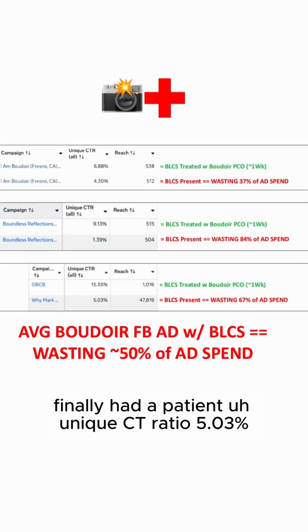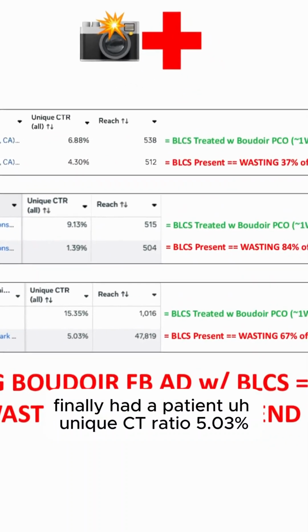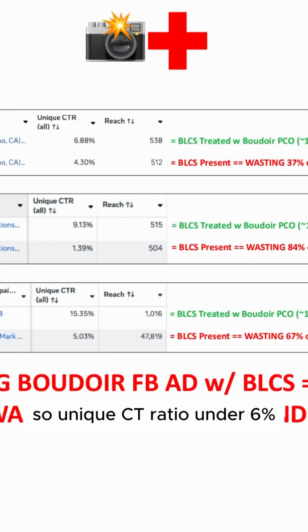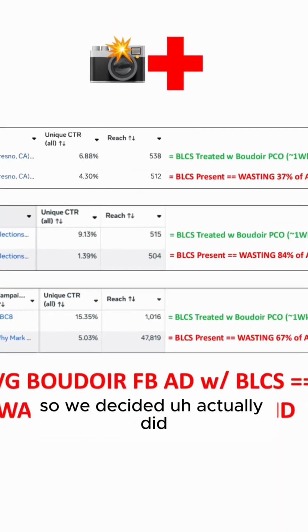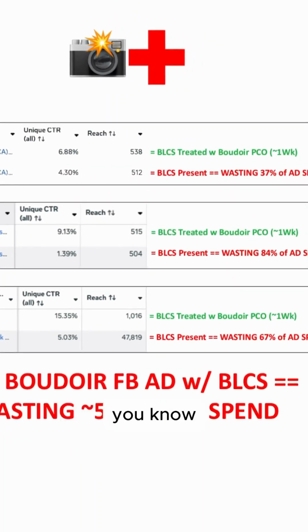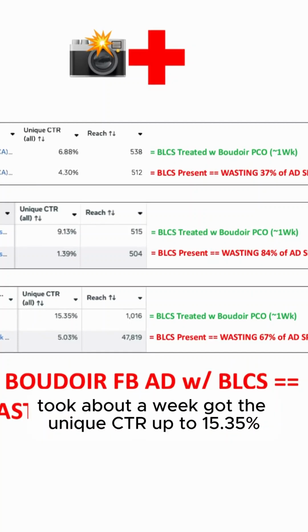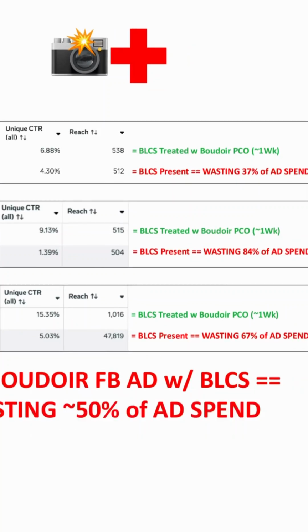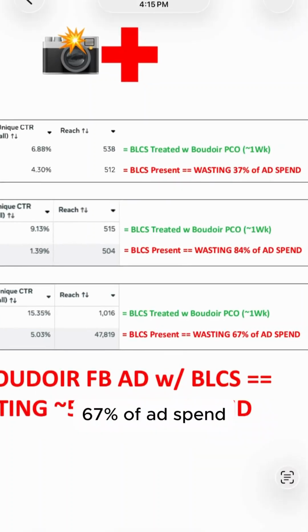Finally, had a patient, unique CTR all 5.03%. So unique CTR all under 6%. We know that BLCS is present. So we actually did some awesome boudoir Pico with this one. Treated it, took about a week, got the unique CTR all up to 15.35%. So I found out the original was wasting 67% of ad spend.